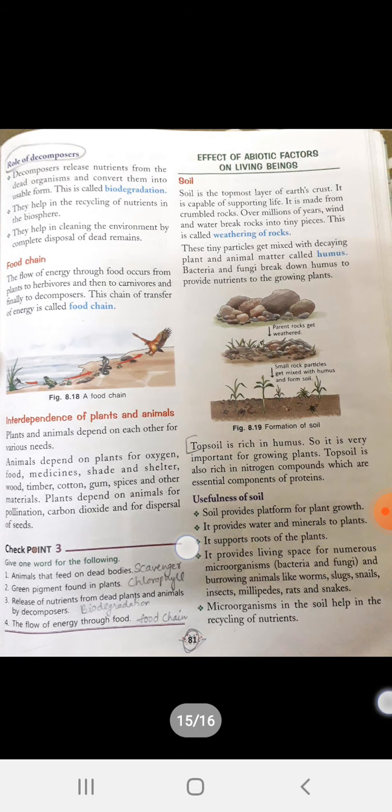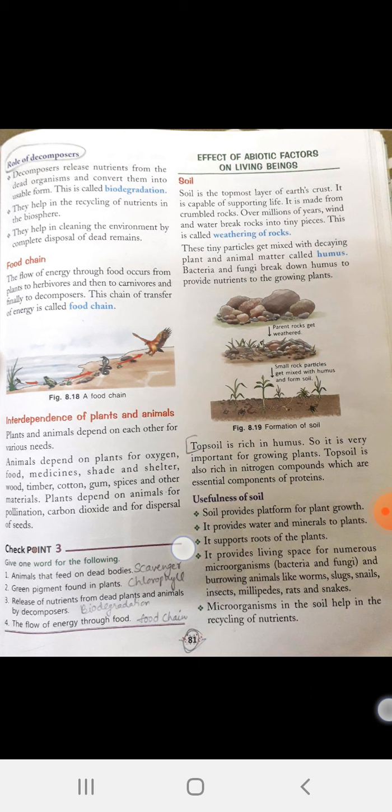Now, what is the role of decomposers? When decomposers break down the dead plants and animals into simple substances, they are releasing the nutrients from dead organisms and converting them into usable form. That is called biodegradation. Now, they also help in the recycling of nutrients in the biosphere.